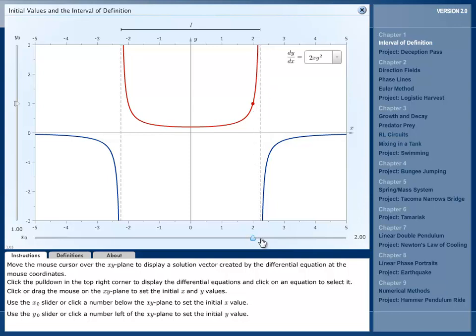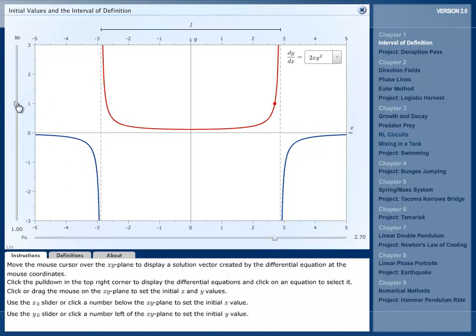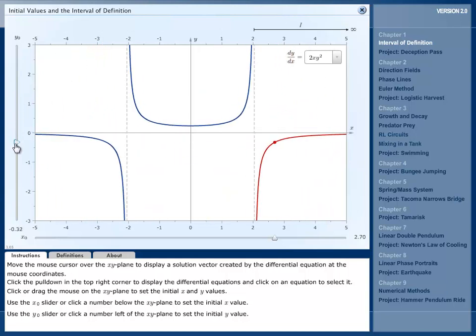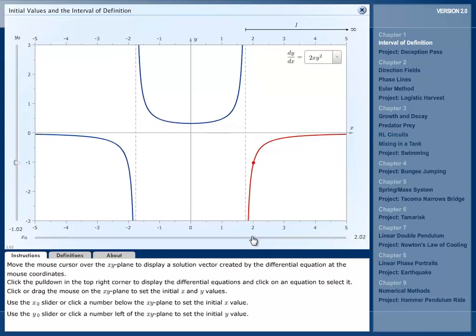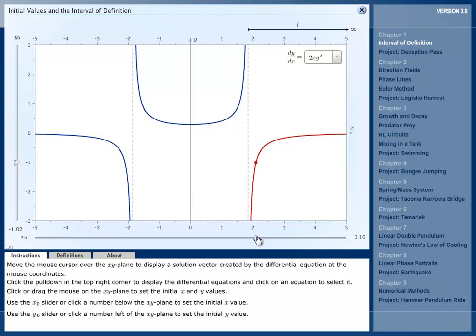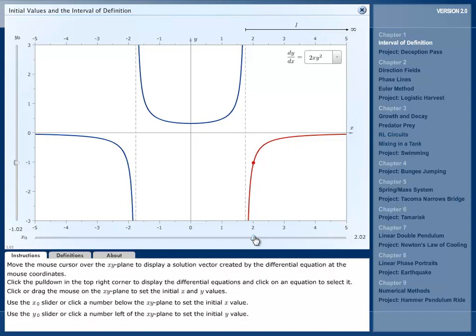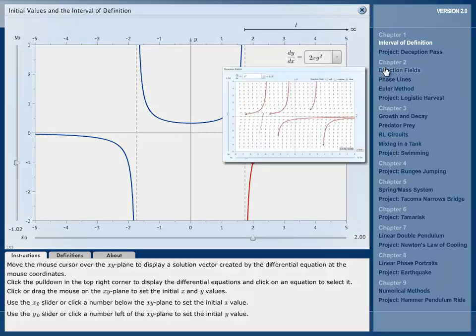On the other hand, if I were to move this point down here to say, let's put it back at 2. Initial condition y of 2 is equal to a negative 1. Then now the solution to the initial value problem is this curve in red, and the interval of definition is from this dotted line, roughly a little more than 1.5, maybe 1.75 roughly, up to positive infinity. That is your interval of definition.